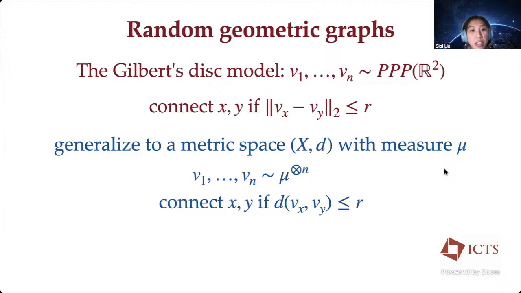It can be generalized to other metric spaces (X, d), where X we just think of as a set of points from some space, from some manifold or anything, and d is a distance function that gives pairwise distance for points inside X. It also comes with a measure mu on the set of points X. In general, the procedure of sampling a random geometric graph is to sample n IID points from this distribution mu and connect two points x and y, or vi and vj, if their distance is at most r under the distance function that we give. Okay, so this is the model.